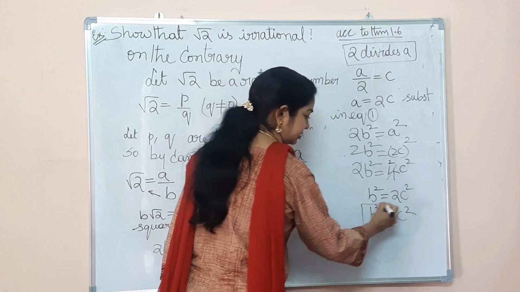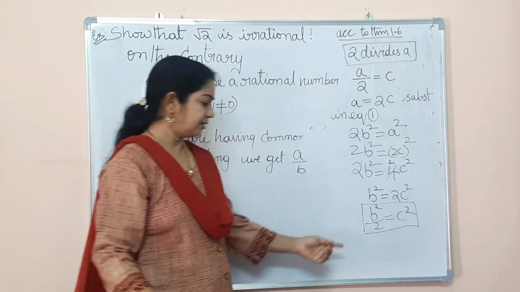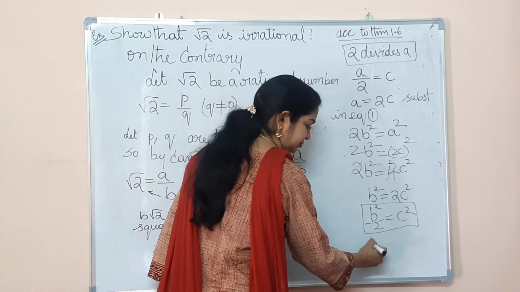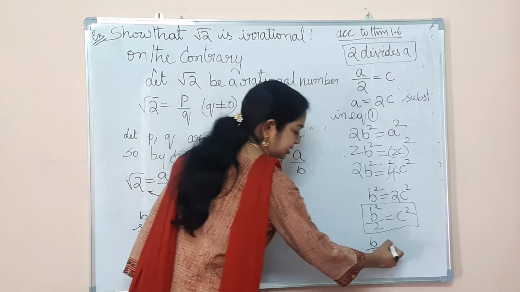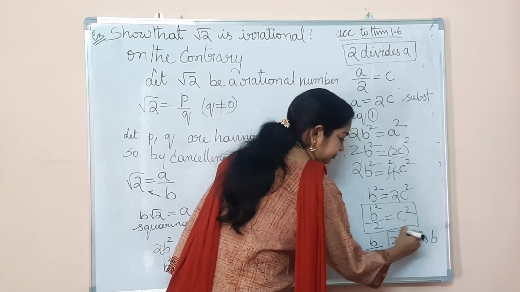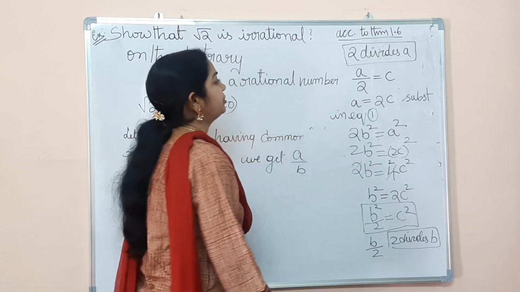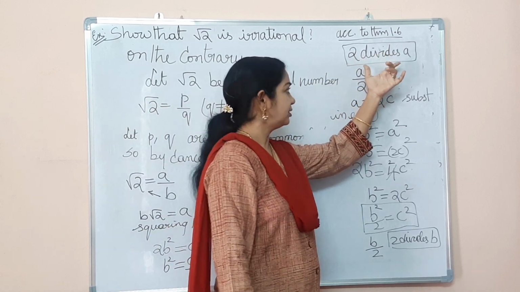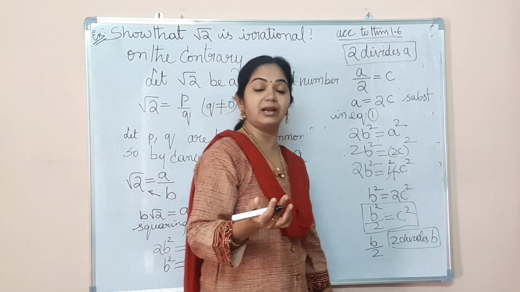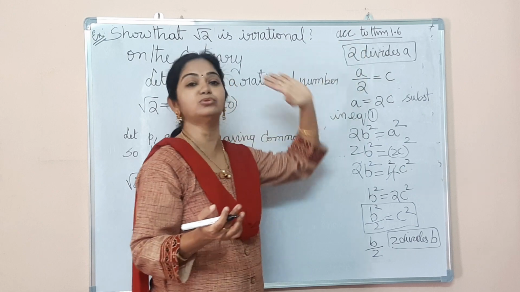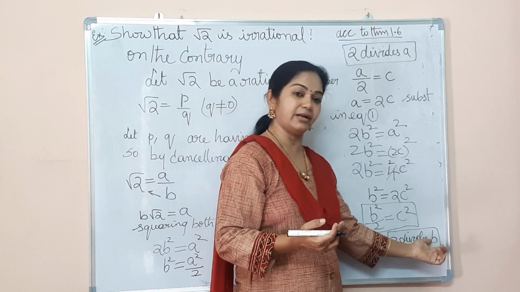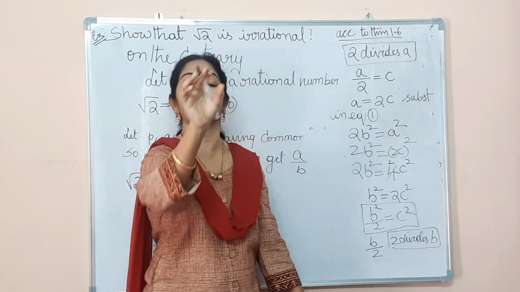If you see this again, according to the theorem, 2 is dividing b square, that means 2 divides b. We got that 2 divides A also. 2 is dividing A and 2 is dividing B. What does that mean? We can conclude that A and B have a common factor 2.